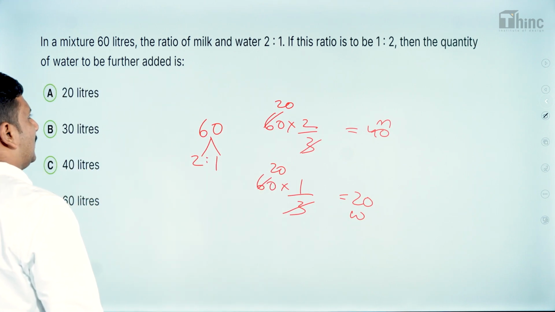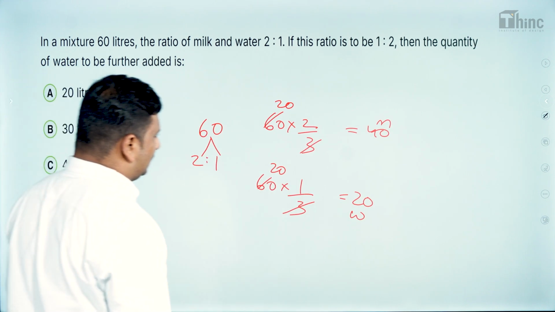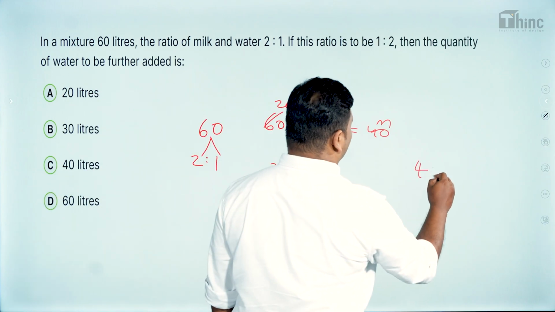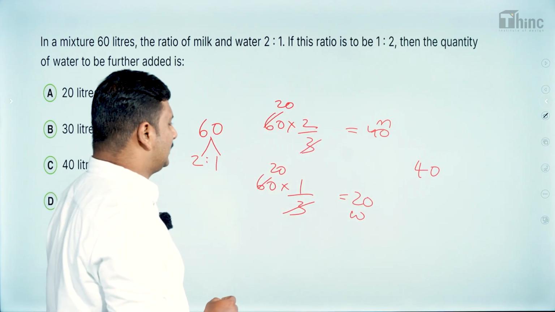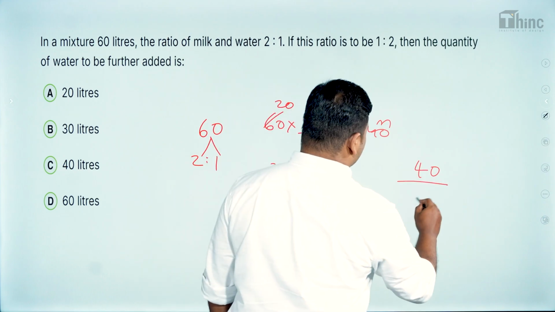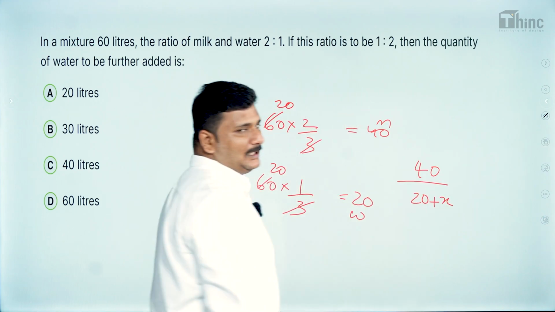Now this ratio needs to be 1/2. How much water needs to be added? So is the milk changing? Milk is not changing. It is clearly remaining as 40. But I am adding some water to it. So instead of 20, I am adding, let's say, X more liters of water.